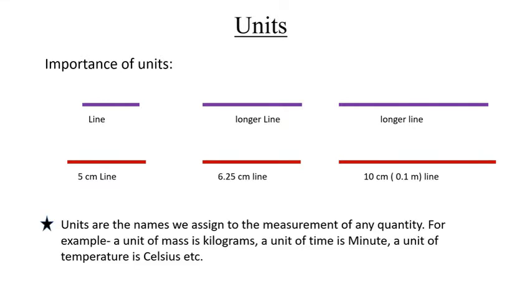Now, units can be defined as the names of the quantities of measurement. For example, if you're measuring time, you can measure it in terms of minutes. You can measure it in terms of hours. So these names that we assign, minutes, hours, etc., are units. Another example is temperature. You can measure temperature in Celsius, Fahrenheit, or Kelvin. All these names, Celsius, Fahrenheit, Kelvin, etc., are units. So units are basically names that we assign to any measurable quantity.